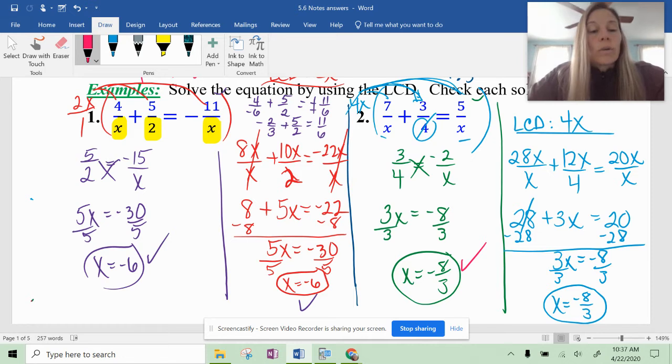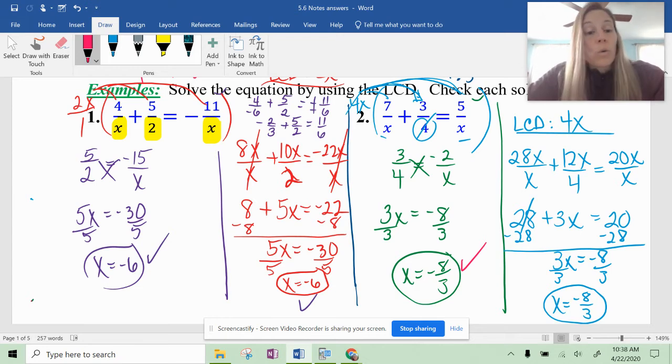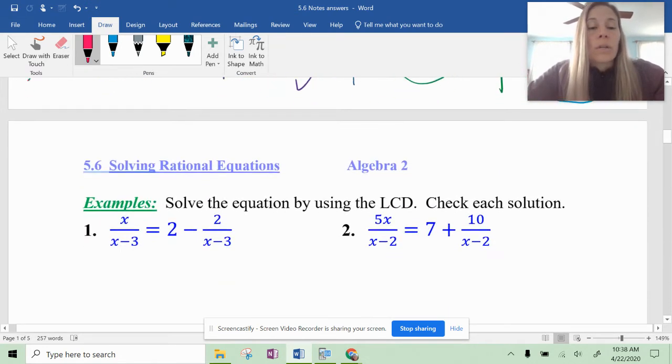All right, so let's do a little bit more practice with this LCD method. Now, right now, you might be thinking, why would I ever want to do the LCD method? The cross multiplying is definitely easier. So as you'll see on the next page, sometimes you have, unfortunately, no choice but to do the LCD method because you have more than 2 different denominators.